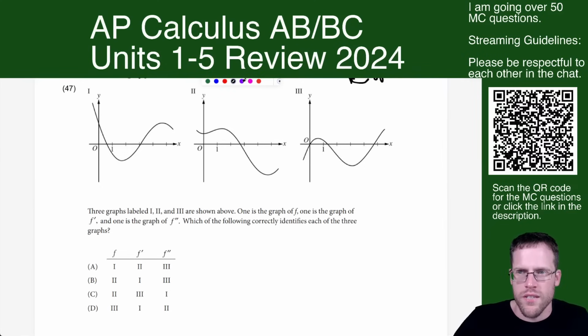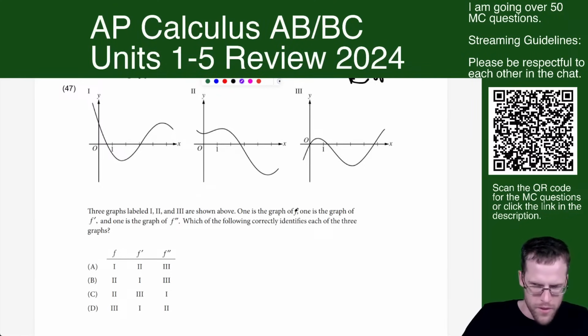Oh, this is a good question. Let's see. So 3 graphs, Roman numeral 1, 2, and 3 are shown above. One is the graph of f, one is the graph of f prime, and the other is the graph of f double prime. Which of the following correctly identifies each of the 3 graphs? Ooh, all right. So process of elimination. Maybe 1 is first. If 1 is first, notice that 1 starts off decreasing. So what if 1 is f of x?